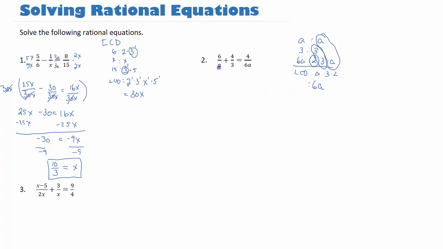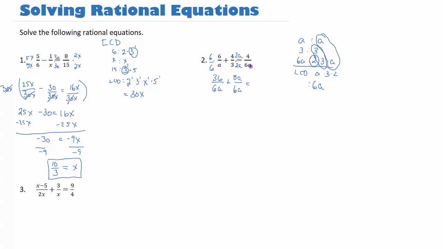So, what do I have to multiply the numerator by and the denominator by to get 6a in the denominator? I only have to multiply the top and the bottom by 6. Well, 6 times 6 is 36. Plus, what do I have to multiply 3 by to get 6a? I have to multiply the top and bottom by 2a. So 4 times 2a is 8a.